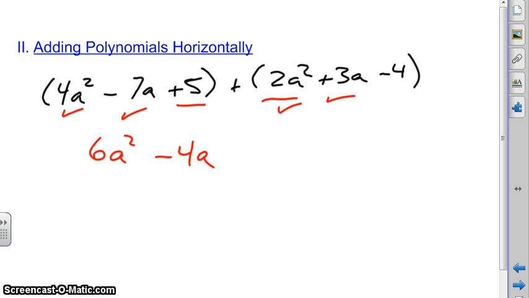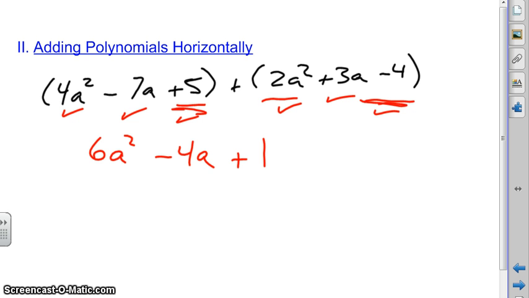And then we have 5 and a negative 4. And Faith, what is that? Which one has a greater absolute value? The 5. So it's positive 1, right? Positive 1. Okay? Good. And we can no longer combine anything because these are different terms.